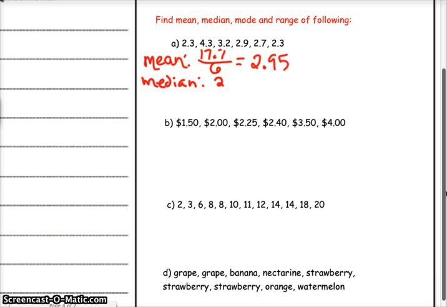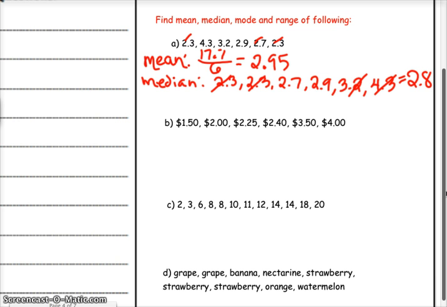Okay, median, I put in order. So it looks like my smallest is 2.3. I have another 2.3. I have a 2.7. I have a 2.9, a 3.2, and a 4.3. And then I cross out from least to greatest. And what's in between 2.7 and 2.9? 2.8. It looks like it's pretty similar to my mean. My median is close to my mean. My mode, what's my mode? 2.3. I wouldn't say that would be a good measure of central tendency. 2.3 seems on the low end, not the average end, doesn't it? And my range, the big minus the small. So my big is 4.3 minus 2.3 is 2.